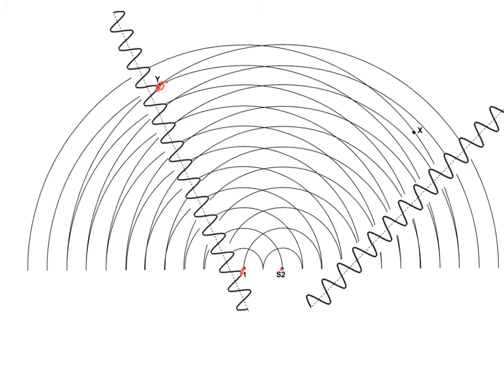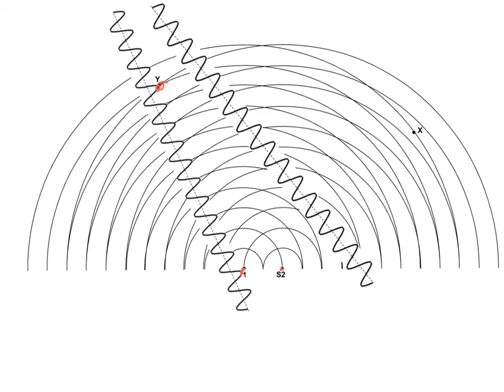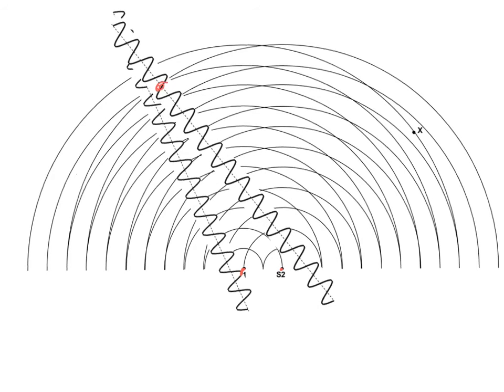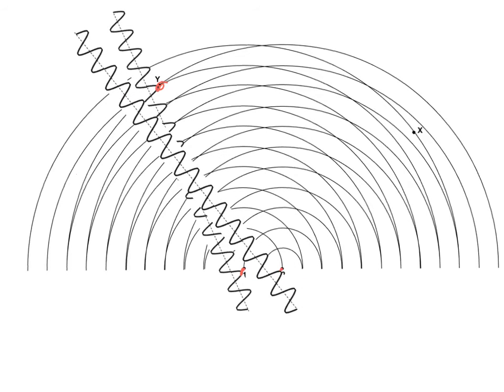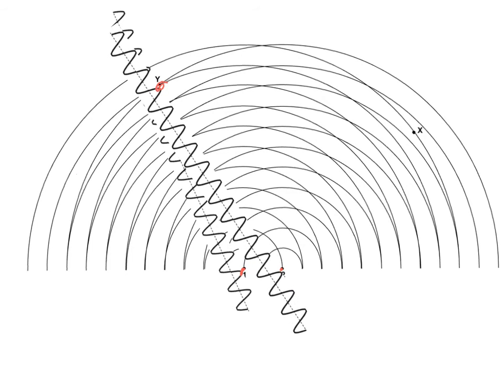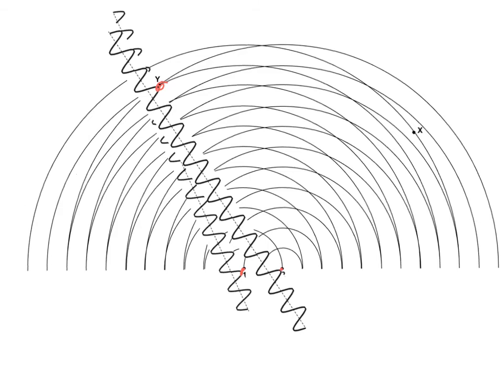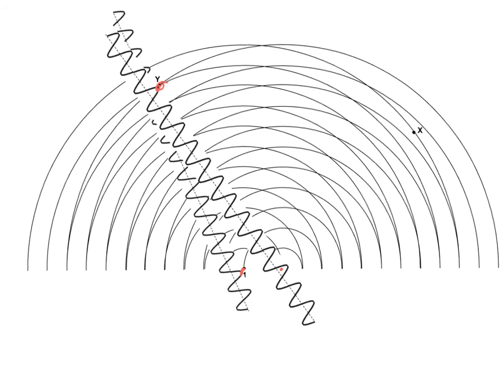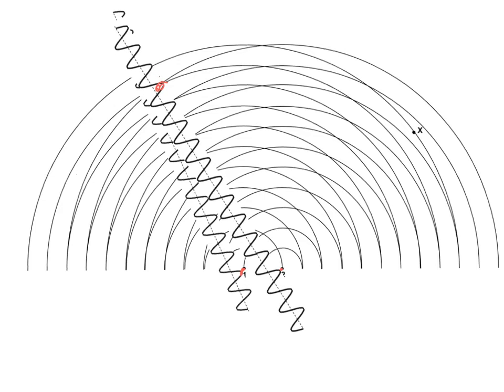I'm going to take this other one that's coming out of source 2 now, and line it up. Here's source 2. There's a crest right there. And you notice how it's going to line up right at this point, Y again. Right here. So I've got two crests that line up.